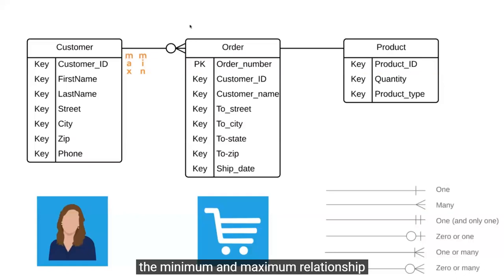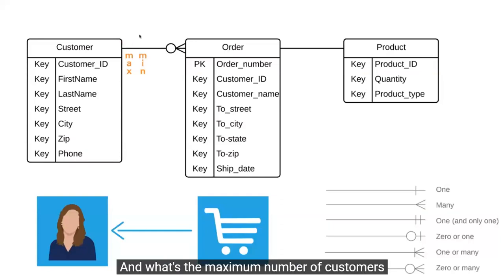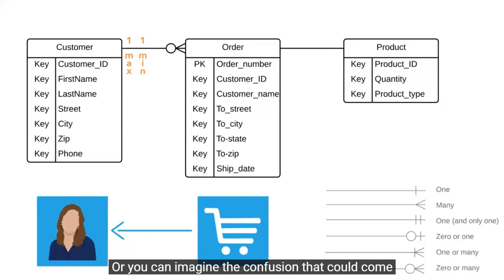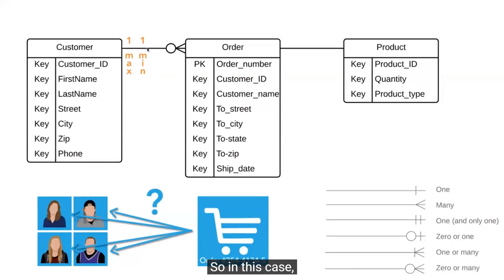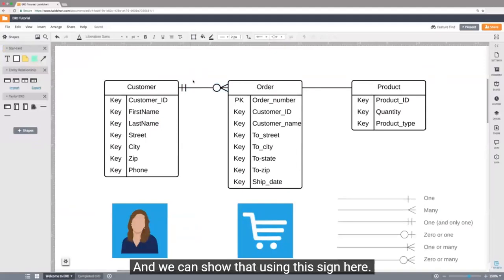Now let's talk about the minimum and maximum relationship between orders and customers. So we ask ourselves the same questions. What is the minimum amount of customers that an order may have? And what's the maximum number of customers that an order may have? Now, a specific order can only have one and only one customer. Well, you can imagine the confusion that could come if the same specific order had lots of customers. So in this case, there can be only one and only one customer to an order, and we can show that using this sign here.